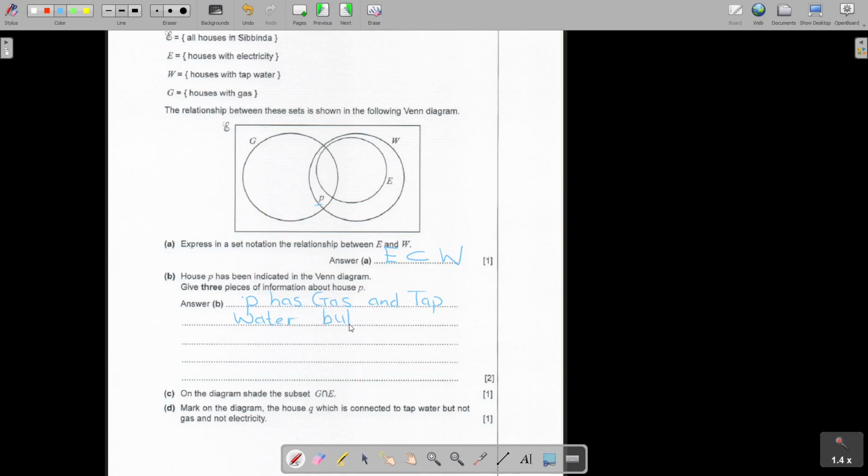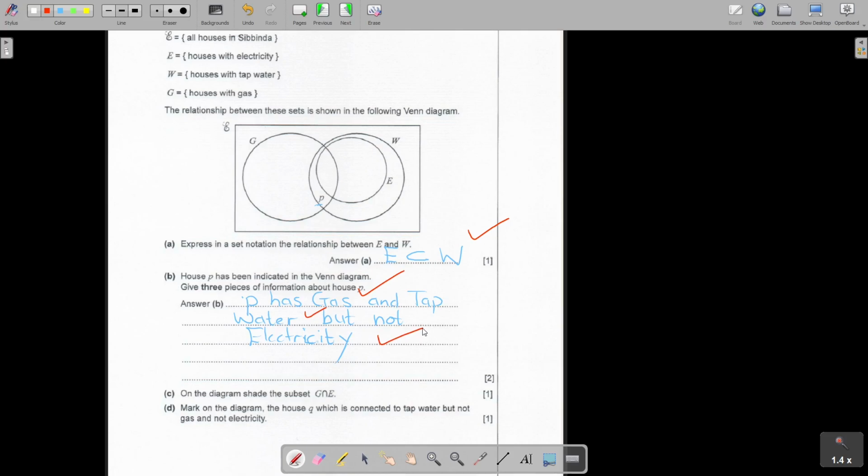But not electricity. And that's what they wanted. They wanted: it has gas and it has water, but not electricity. Oh, it's just 2 marks.